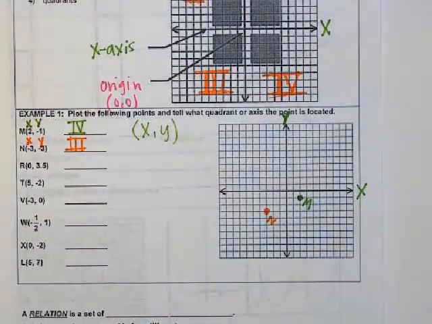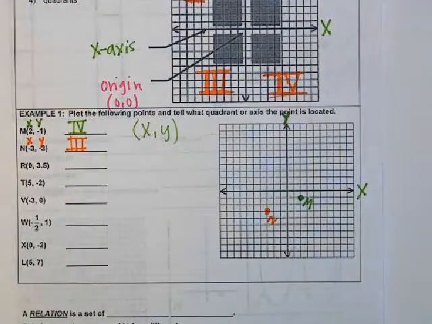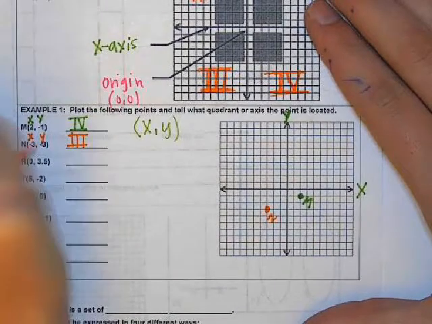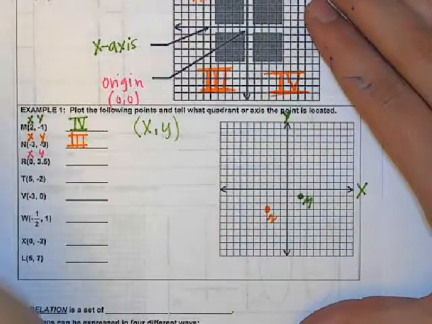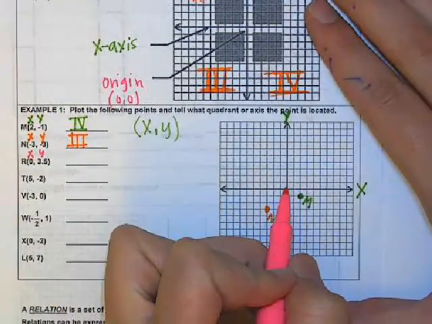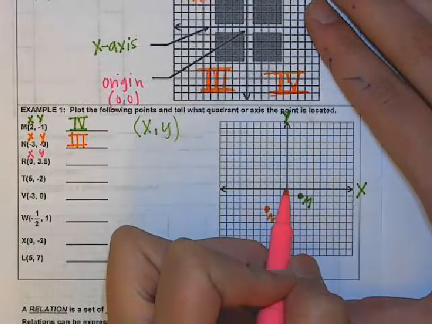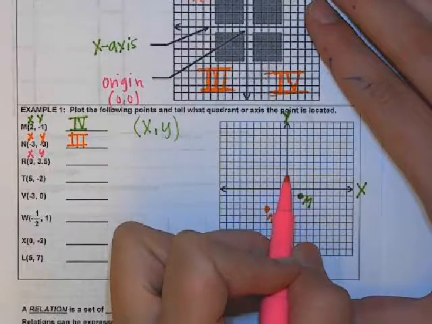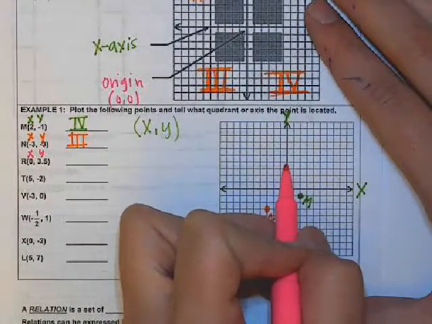Okay, what's different about R? It has a point. It's got a half. So it's going to be between two lines. I'm going to label my X and my Y. So my X is 0. Am I going to move? No. And then Y is positive 3.5. So I'm going to go up 3 and then halfway to the next one.